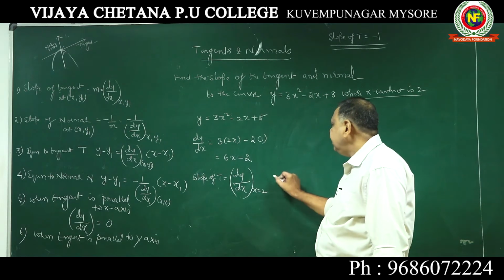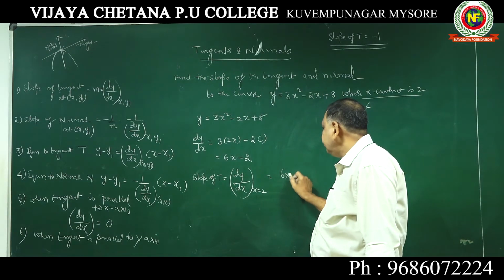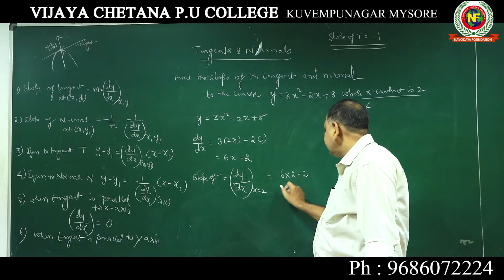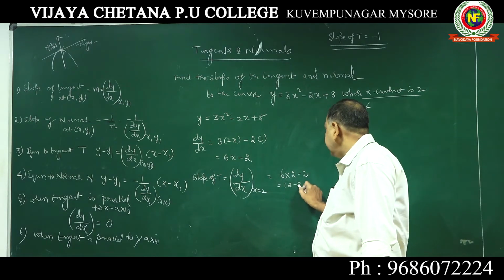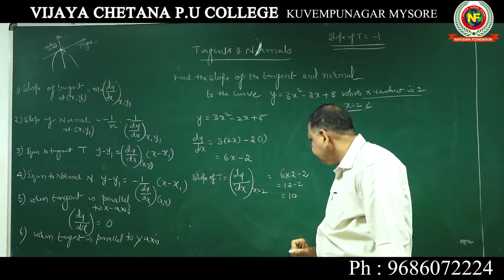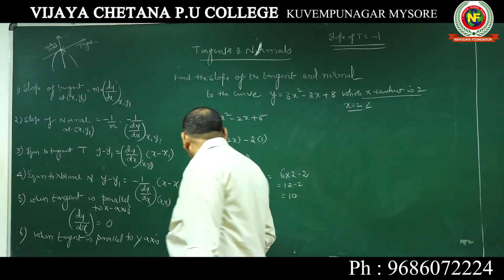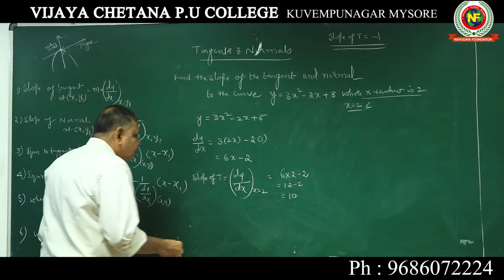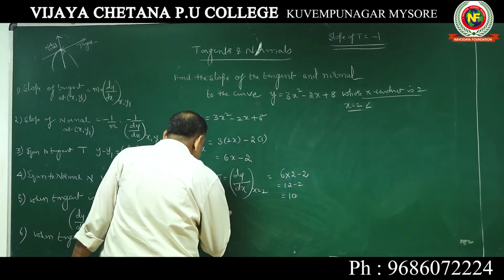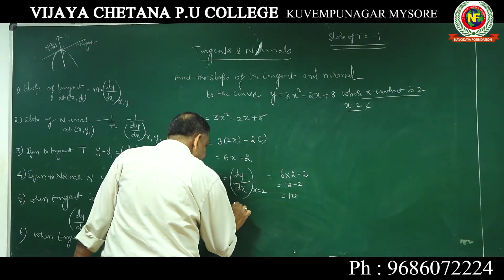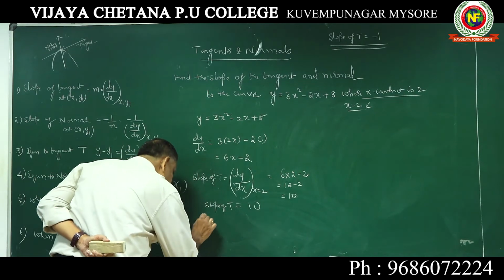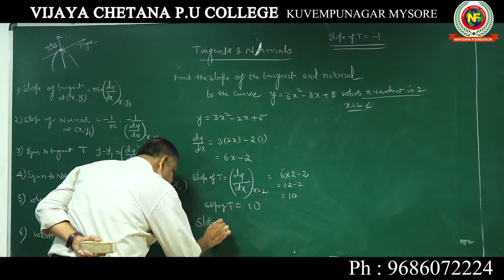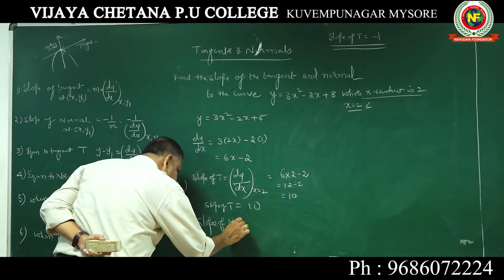Now 6 into 2 minus 2, 12 minus 2, it is actually 10. So slope of tangent is 10. But they are also asking the slope of normal. Really, we should be very careful. Students commit mistakes in this.